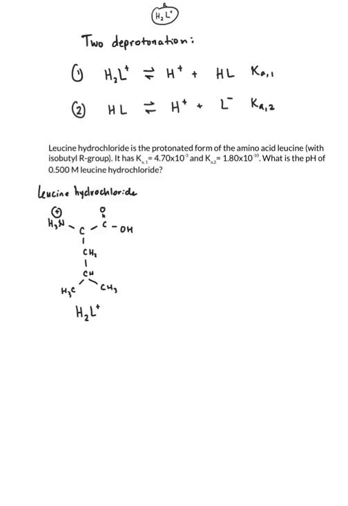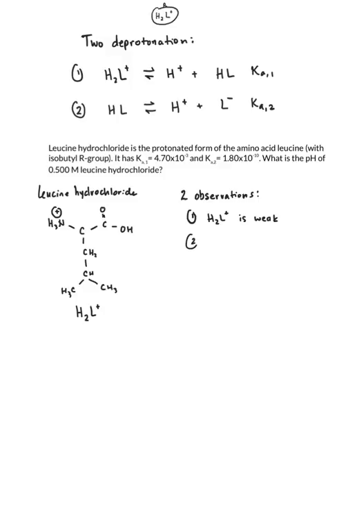So, in order to accomplish this, we need to think about 2 observations from these data. For one thing, the pKa for the first deprotonation event suggests that H2L plus is a weak acid. Its Ka is less than 1. So H2L plus is weak. We can treat it similarly to the way that we've treated weak acids in the past.